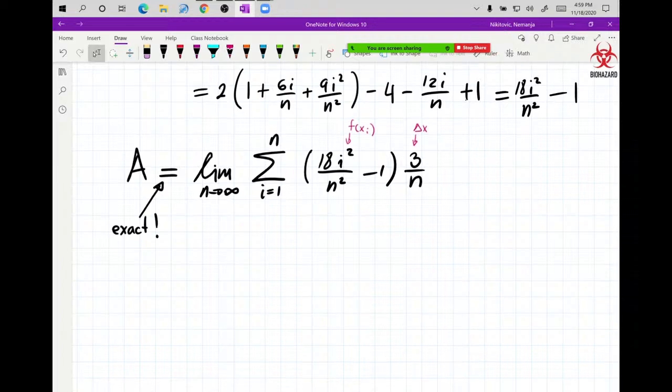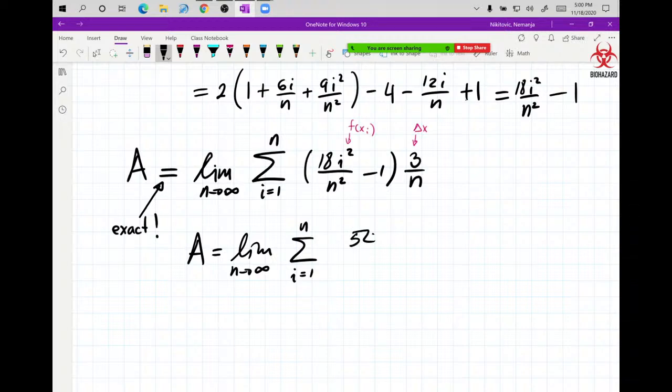And all I need to do is to solve this, and then we have our area. So what's area equal to? Well, limit as n goes to infinity, summation i starts at 1 goes to n, and then I have this to distribute. 18 times 3, that's 54, so that's 54 i squared over n cubed minus 3 over n.